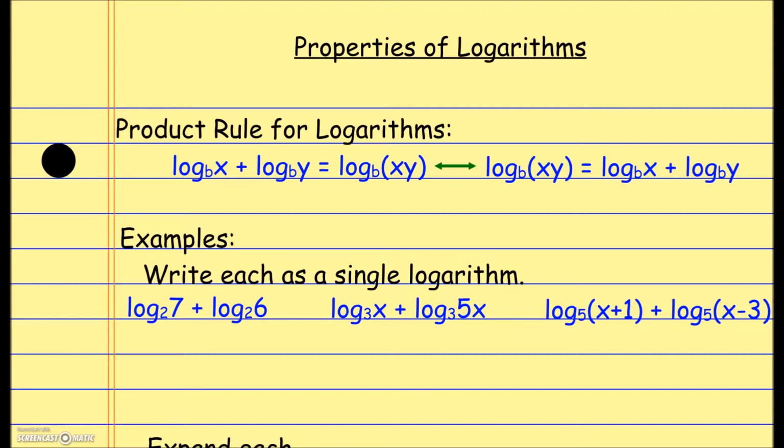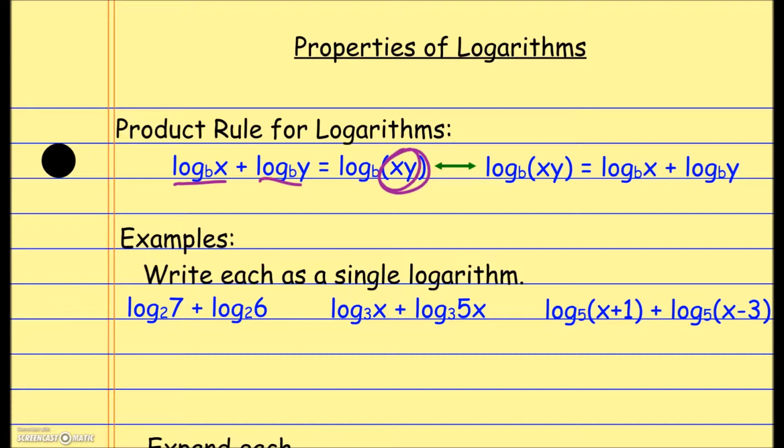The product rule basically says if I have two logarithms being added, okay, so here I have two logarithms being added together, and those logarithms have the same base. Here I have base b, and here I have base b. I can rewrite that as one logarithm of the two things being multiplied. So in other words, I can rewrite it as log base b of x times y. So if I have two logarithms being added and they have the same base, I can just rewrite it as one logarithm and multiply instead.